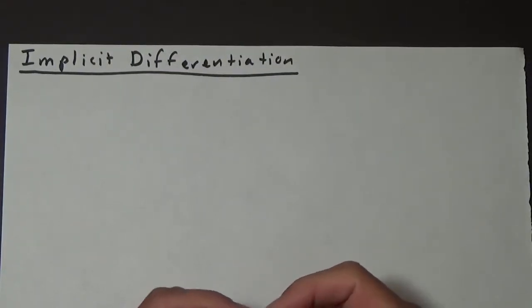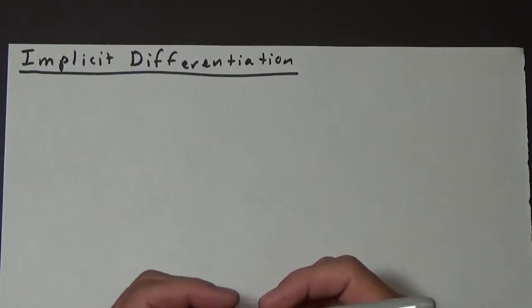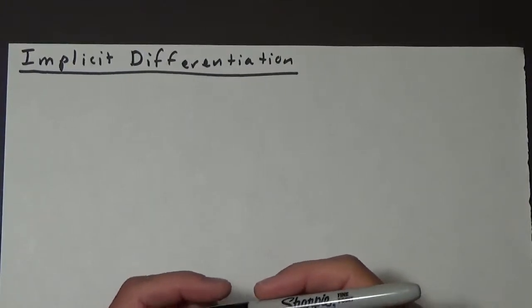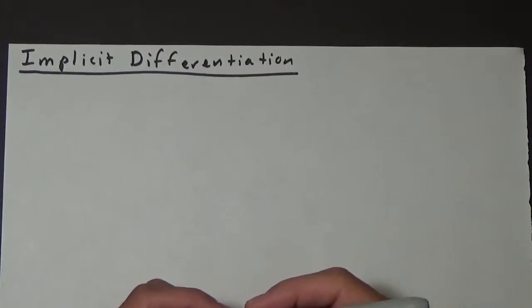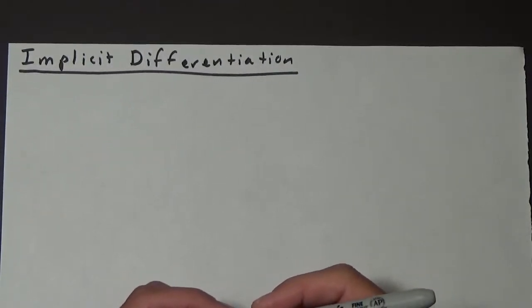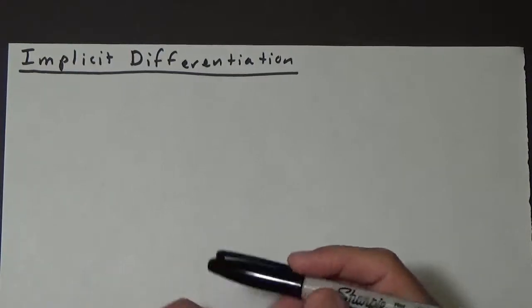There are times in calculus when you're given an equation that's written implicitly and you need to take the derivative of it. Of course, if we could rewrite it explicitly, that would be the best because it's easier to take the derivative of an equation written explicitly. But there are times where you cannot rewrite it explicitly, and so we have to perform implicit differentiation.